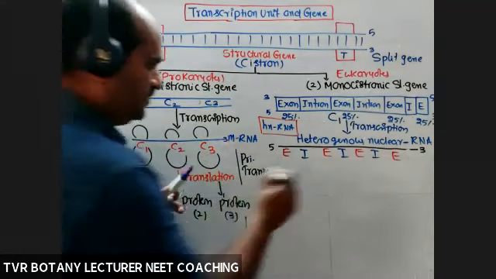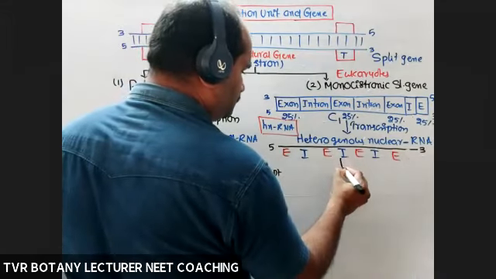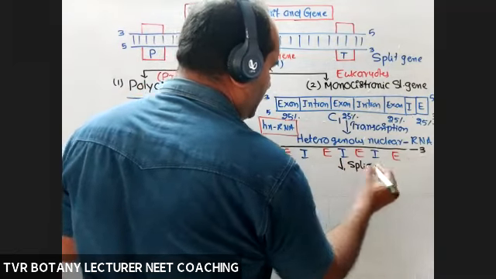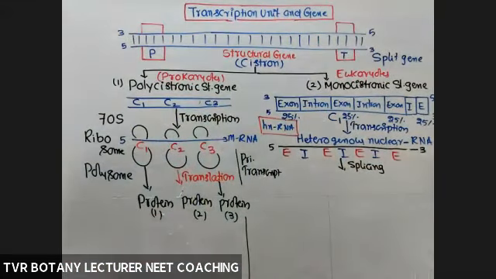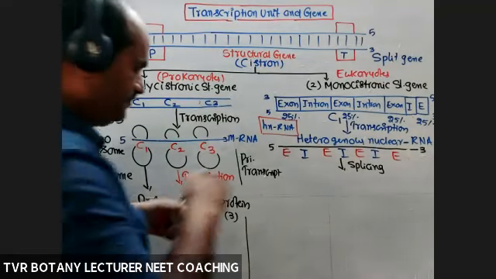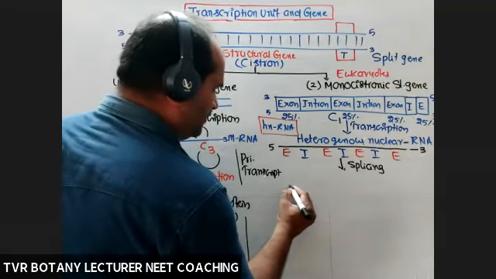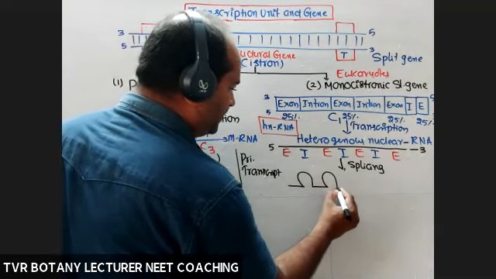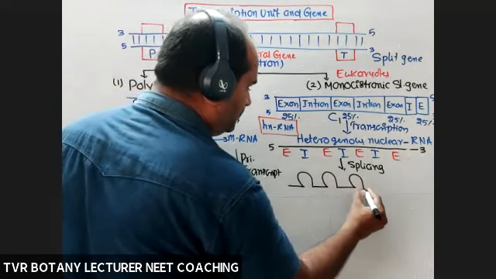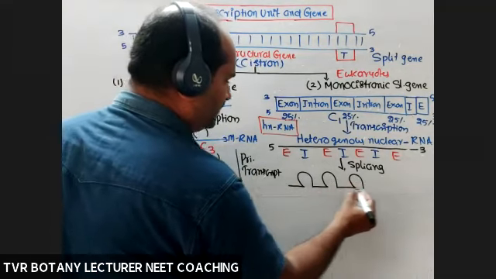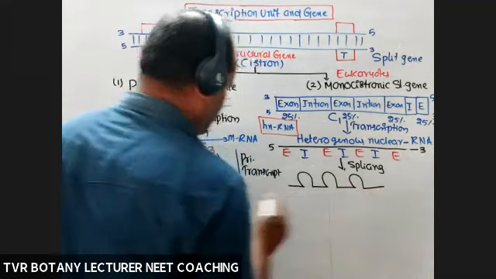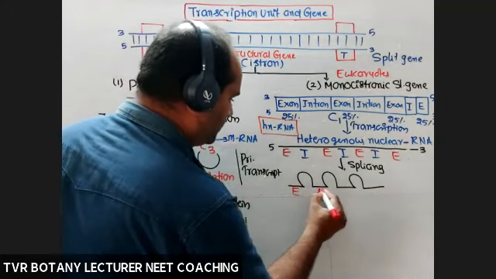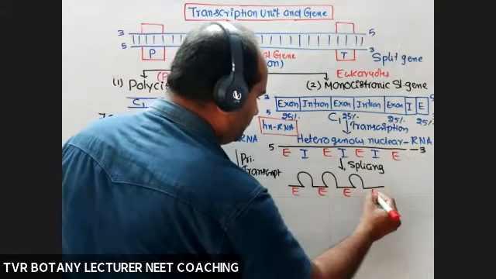Okay, so now take splicing. Splicing means cutting, elimination of introns. Exon part, intron part. Exon part, intron part, and continue it. Exon, exon, exon, exon, coding part.